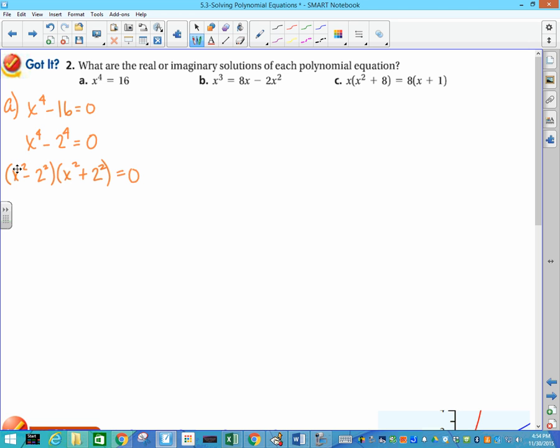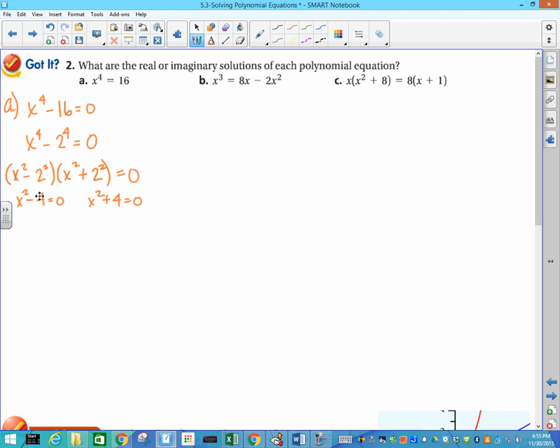So I know that's a funky way of writing it, but I'm just trying to show you how that applies. However you want to write it, we're going to set each of those factors equal to 0. So x squared, 2 squared is 4. So x squared minus 4 equals 0. And x squared plus 4 equals 0.